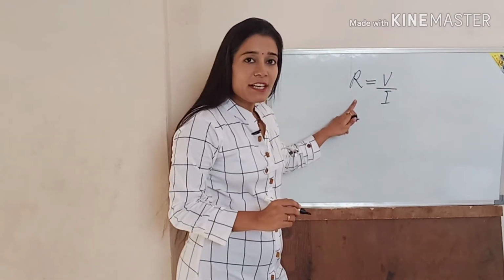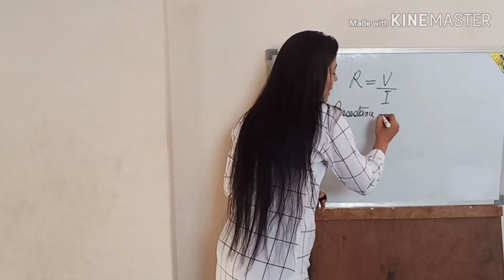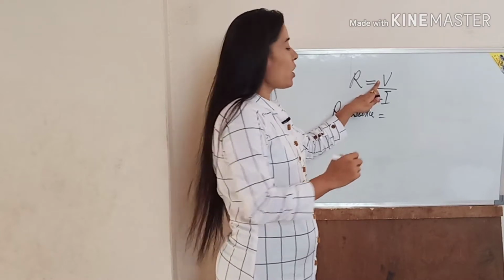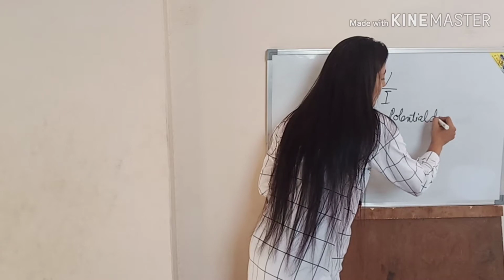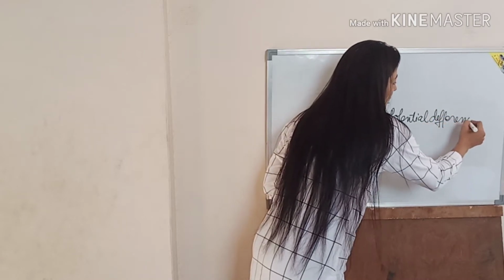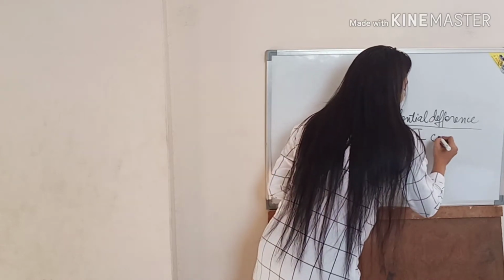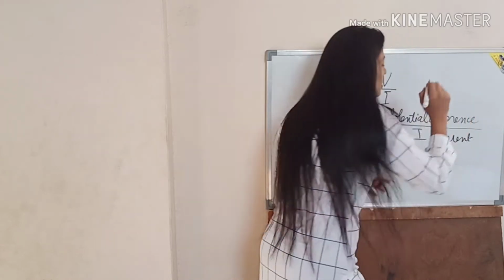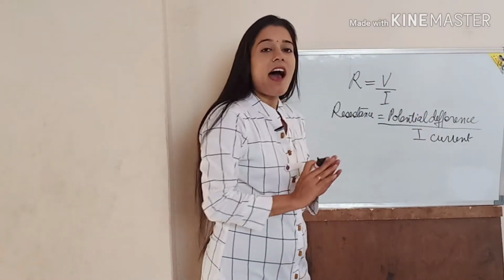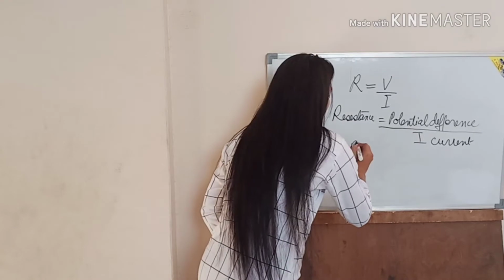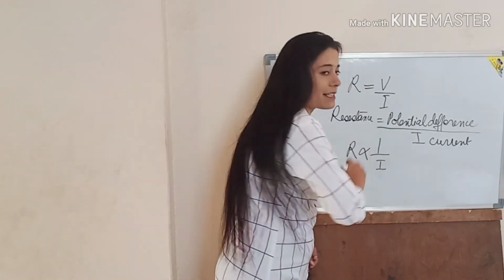What is R over here? R is resistance, while V is the potential difference, which is divided by current I. So you can see by yourself that resistance and current are inversely proportional. R is inversely proportional to I, current.